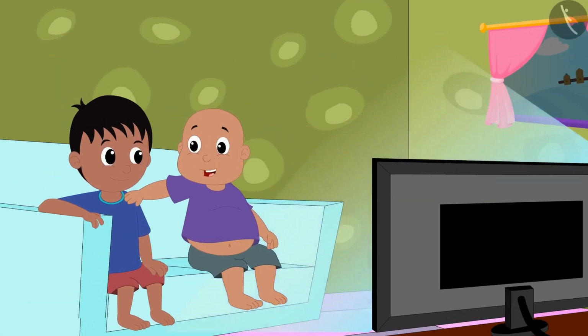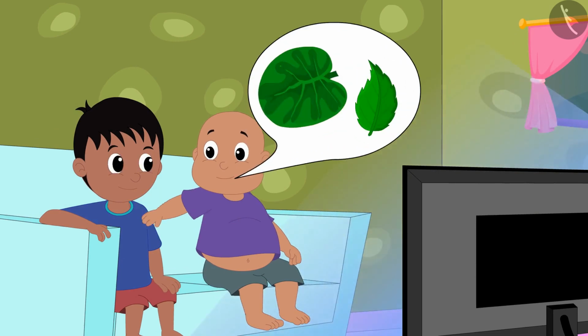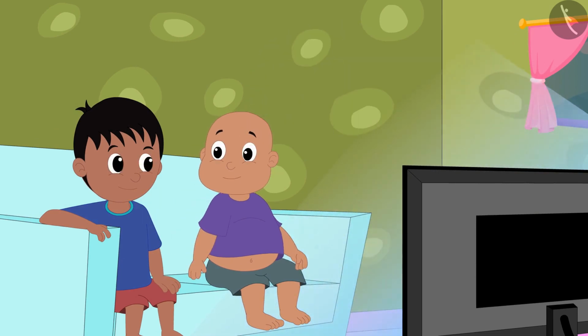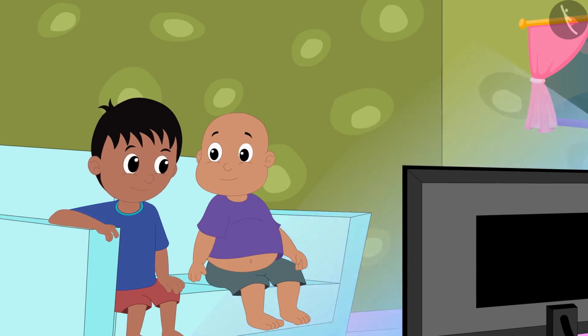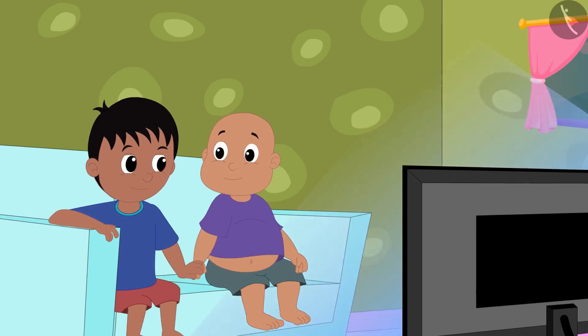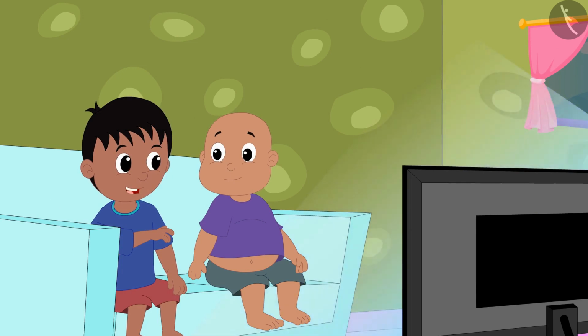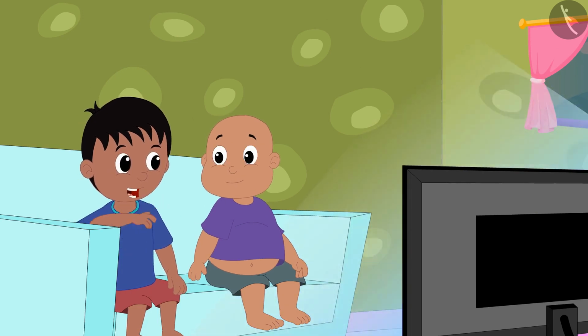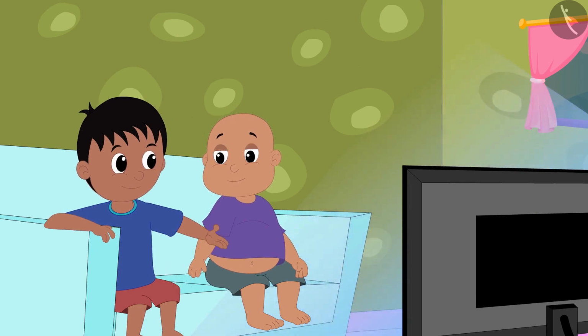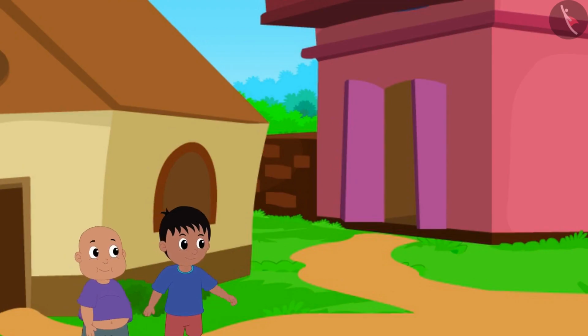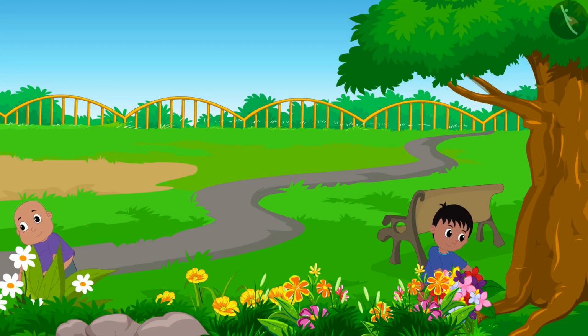Raju, why don't we make a painting on a leaf? Bablu said to Raju. Yes, Bablu, this is a very good suggestion. Let us both find one leaf and then whichever leaf is bigger, we will together make a beautiful painting on it. Raju told Bablu. Both friends began to find leaves outside Bablu's house.